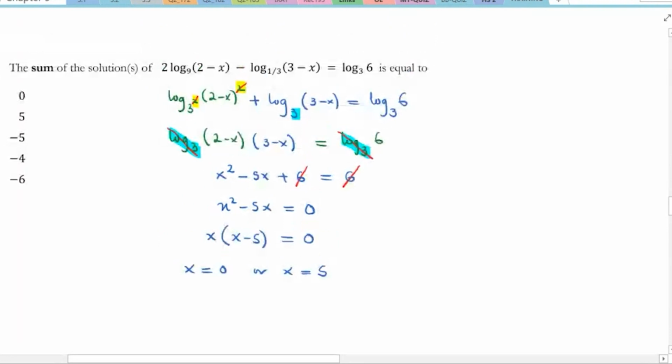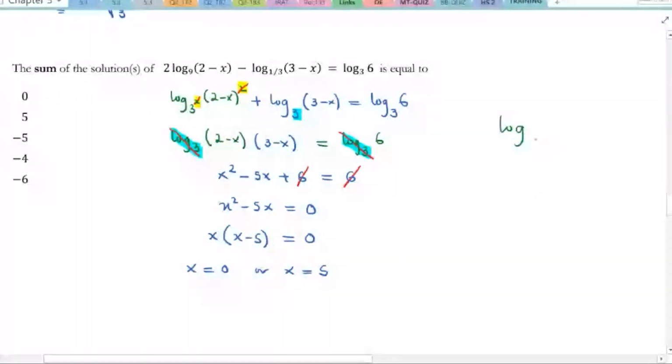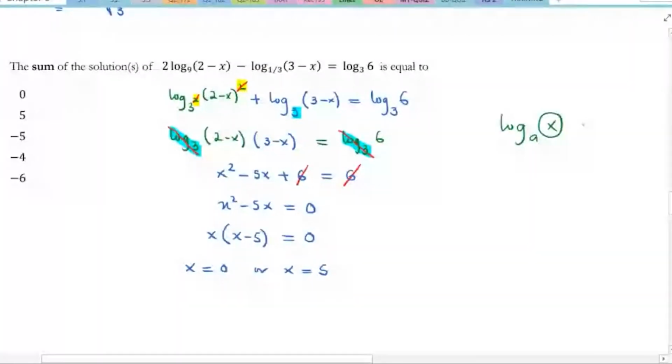No, because this is a log equation, and to solve a log equation, one thing always comes to the mind: we must check our solution. Why do we have to check the solution in a log equation? Because we say log base a of x, the argument x here should always be greater than 0. So now let us say check.